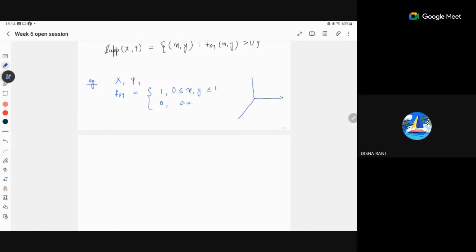So let's say I have this y-axis, this is my x-axis, and this is my z-axis. The height would be 1 because on the z-axis you represent your f of x, y. This is given to be 1, and x, y lie between 0 to 1. So we can just think of it as a cube.